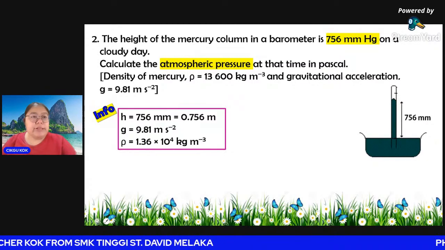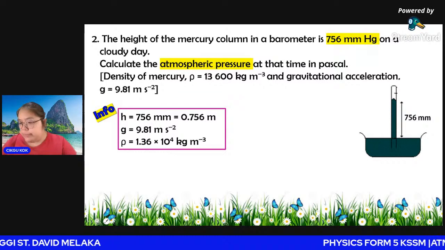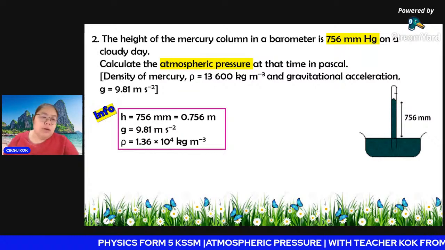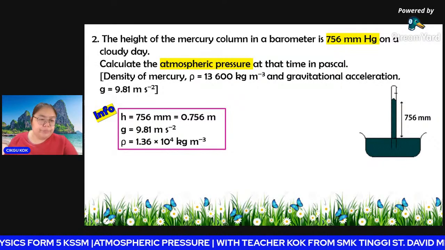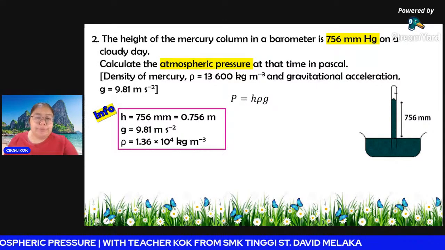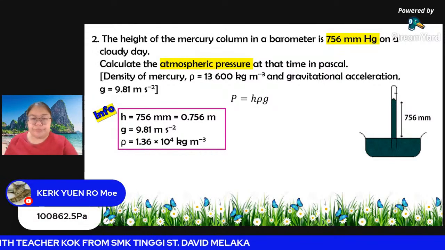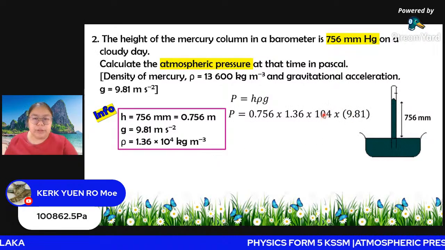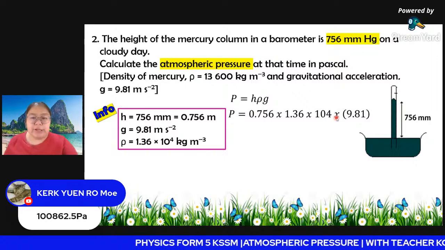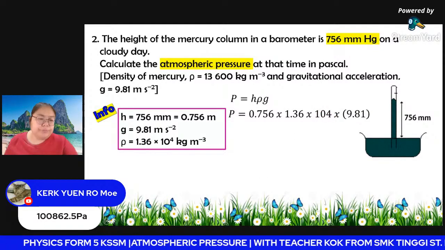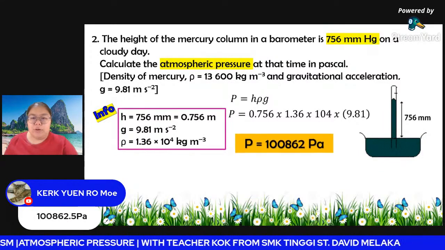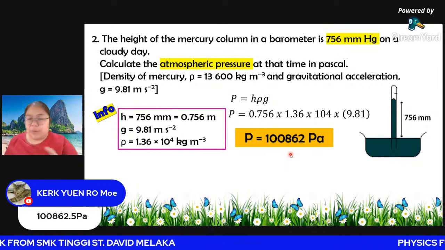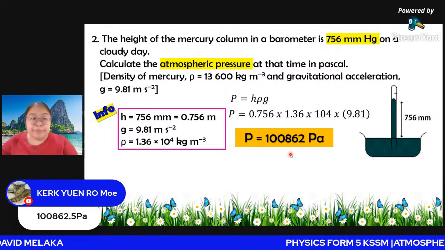Okay, same calculation, rho g h. Okay, give me the answer already. Okay, 100862, Sharon also same. Okay, so from here we're going to show. Okay, rho g h, we're using rho g h. After that, apply all the things in. Okay, power of 4. I think I changed already, but this system cannot help me to change. Should be 10 power of 4. Then after that we go through. 100862, 0.5 some more. Okay, so this one should be the answer in Pascal.